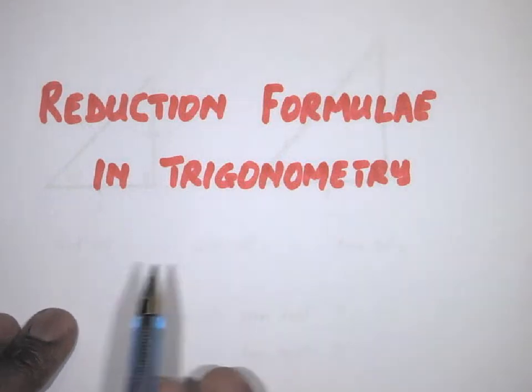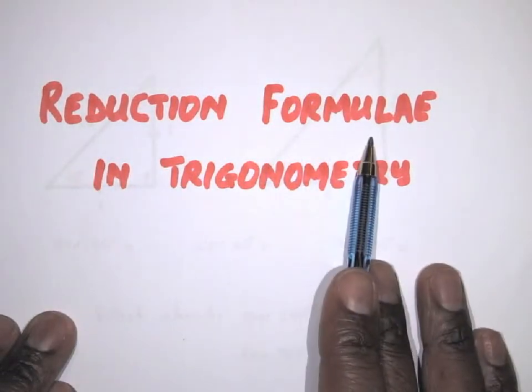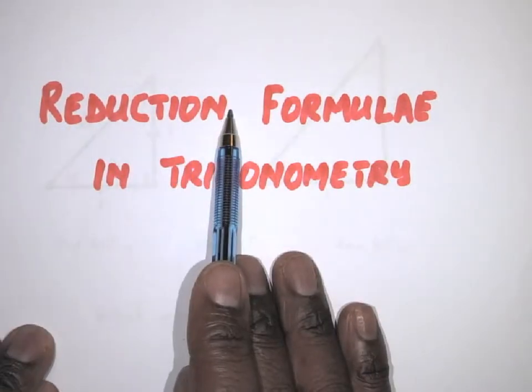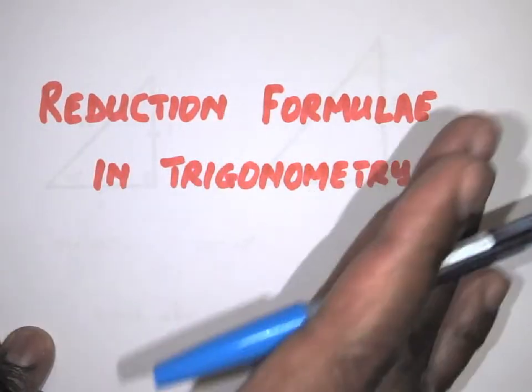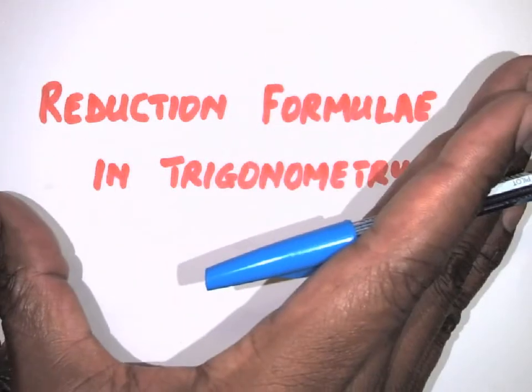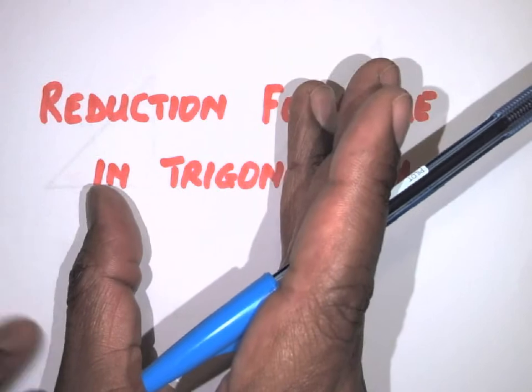In this lesson, we are going to look at the reduction formulae in trigonometry. In reduction formulae, as the word says reduction, we are trying to make angles smaller. So we'll be given bigger angles and we'll make them smaller.